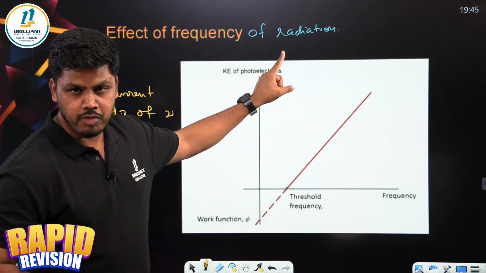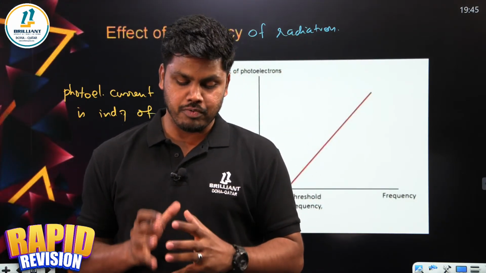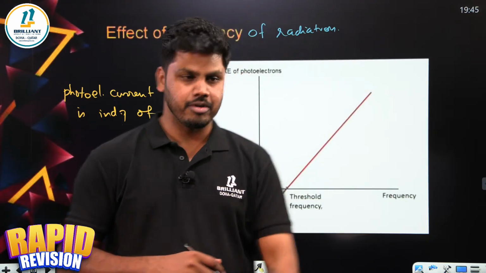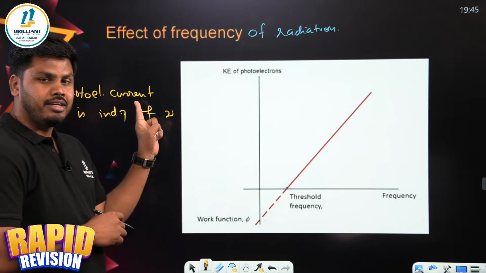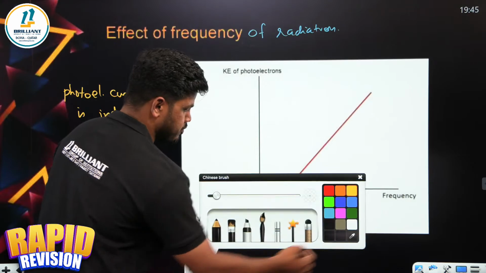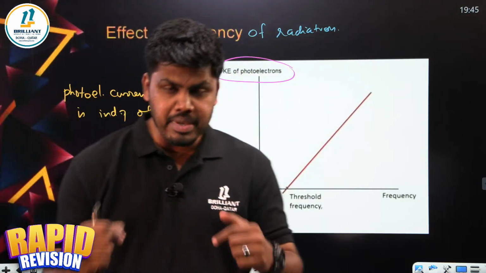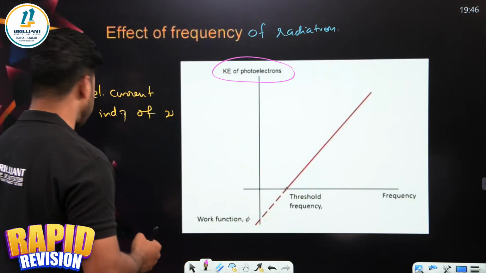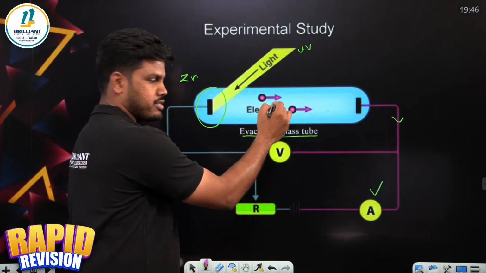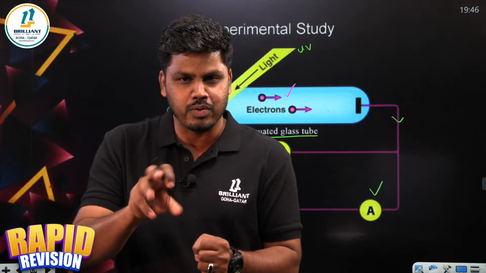What should we do for that? If you want to change the number of electrons emitted, you should change the intensity, not the frequency, because frequency has no role in that. Electric current is independent of frequency. But something else was found varying. What is that? Kinetic energy of photoelectrons. Electrons emitted from the metal surface, from the experiment we have seen. Their kinetic energy is found varying when we changed the frequency.